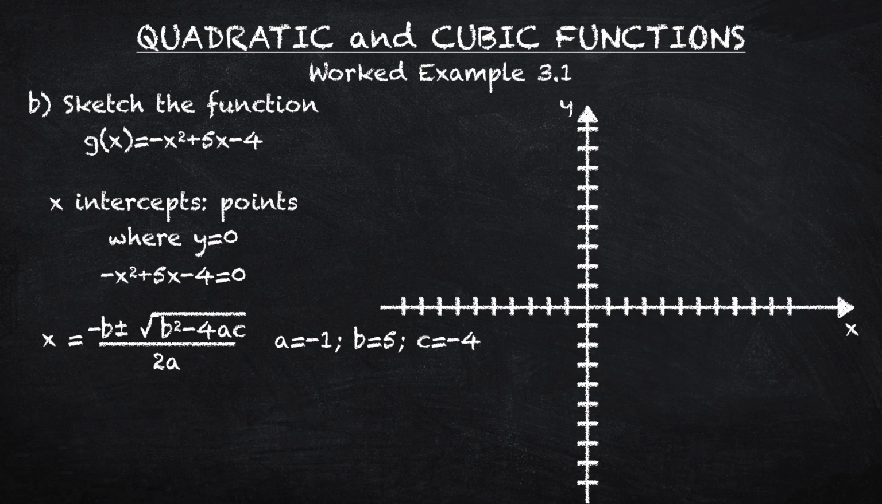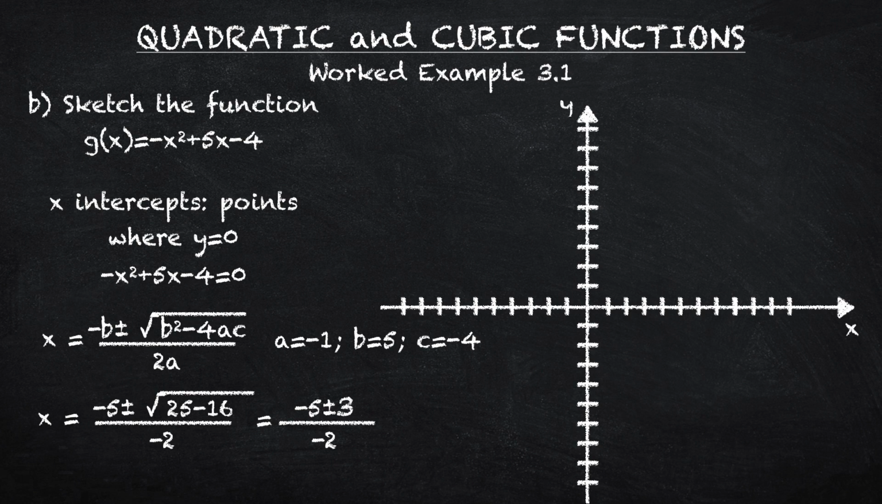If we substitute the numbers for the letters, we get that x is equal to minus 5 plus or minus the square root of 25 minus 16, all divided by minus 2. This is equal to minus 5 plus or minus 3, where 3 comes from the square root of 9, all divided by minus 2. And these are two solutions, one with the plus and one with the minus.